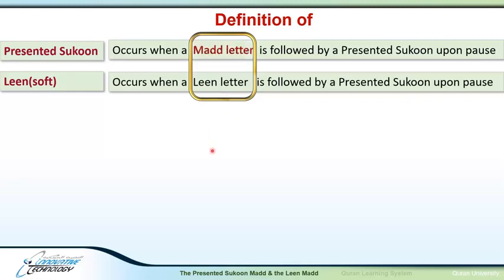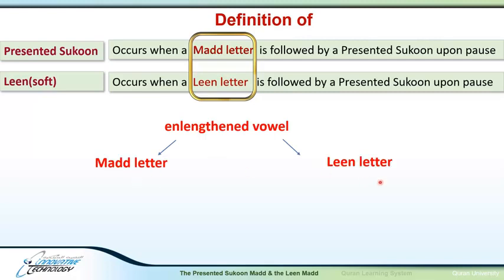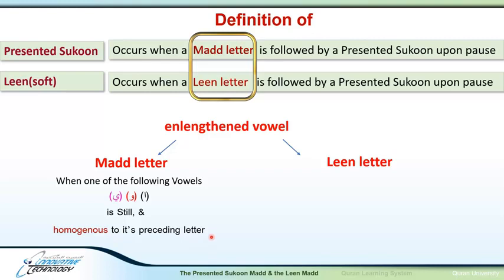So, what's the difference between a med letter and a lean letter? It is the vowel to be lengthened. It can be either a med letter or a lean letter, depending on a simple rule. Any of the 3 vowels can be a med letter. It can be either an a, or an u, or an e, because the rule to be a med letter could happen in all the 3 letters, which is to be still. The vowel should be still and should be homogeneous to its preceding letter.